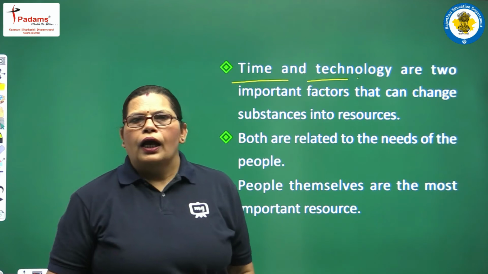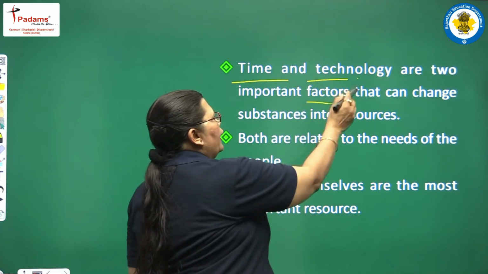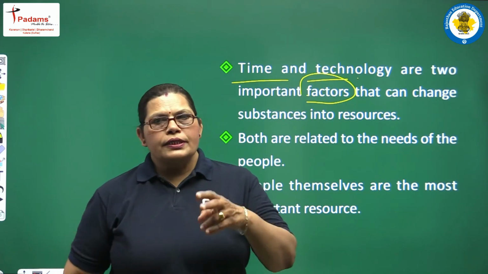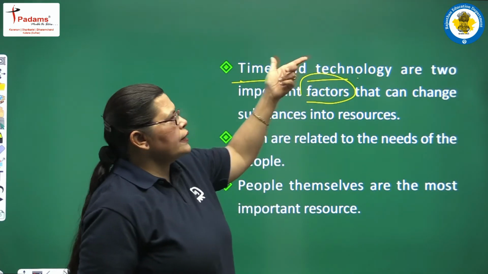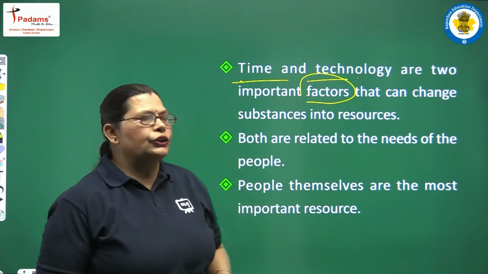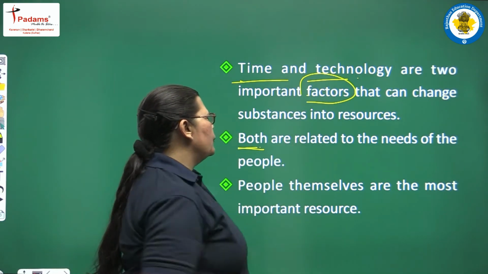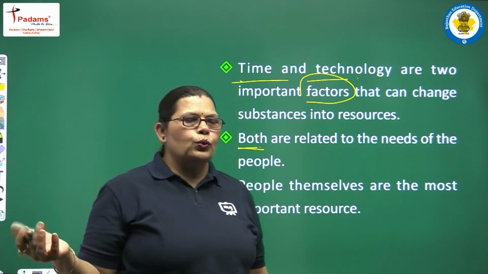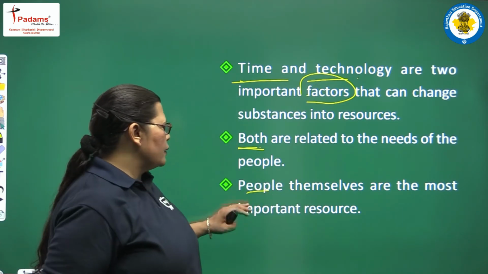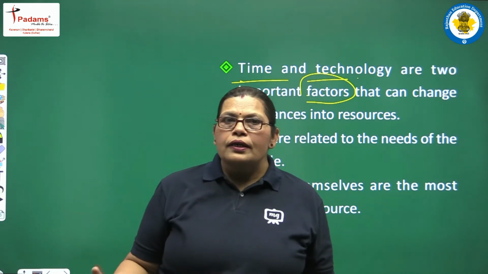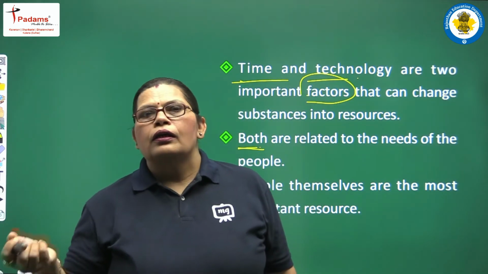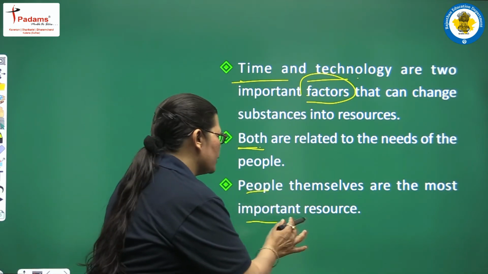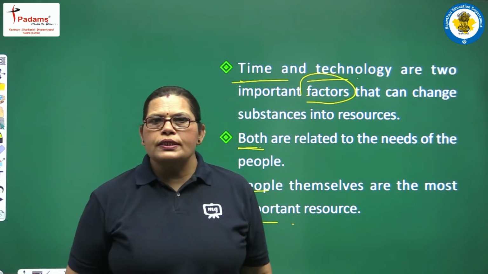Time and technology are two important factors that can change substances into resources. See, two main factors, first one is time and the second one is technology, and both are related to the needs of the people, how people have their needs. So people themselves are the most important resources. If anybody is using a resource, then human resources are also there. So people themselves are the most important resources.